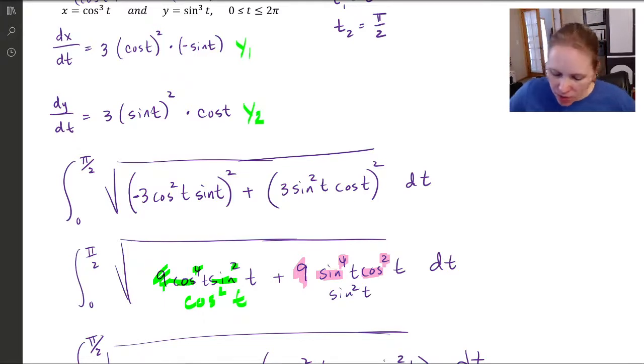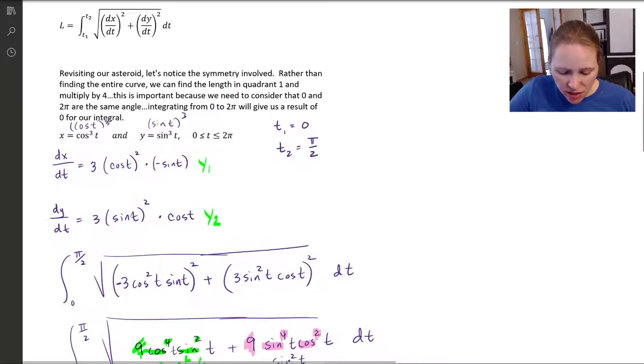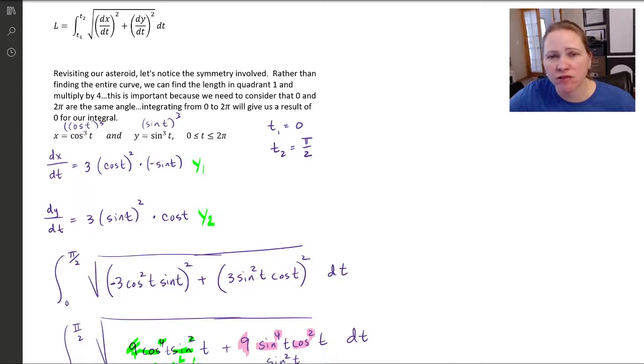Always show your setup, always clearly label everything that you're working on so that you don't lose track, and also, more importantly, so that the AP reader who's reading your test and your free response question can follow your work and knows the intention and understands what you're trying to do. You're more likely to get points for things even if they're done incorrectly if you're showing steps going in the right direction. Whatever the case may be, you need to practice this, and without practice you will not become proficient.